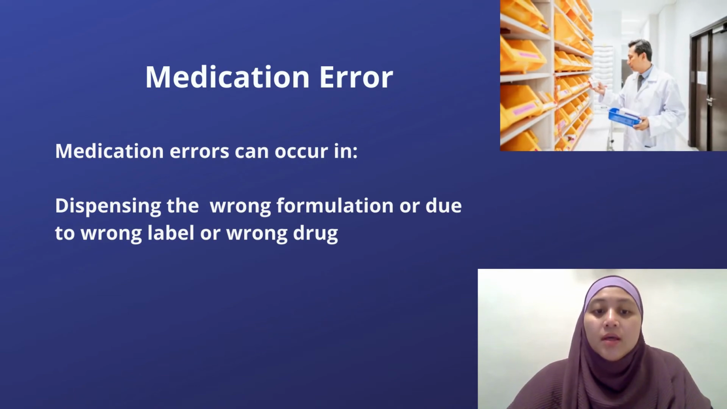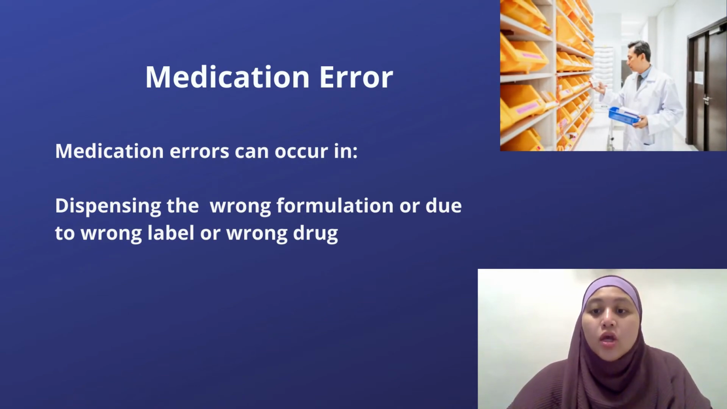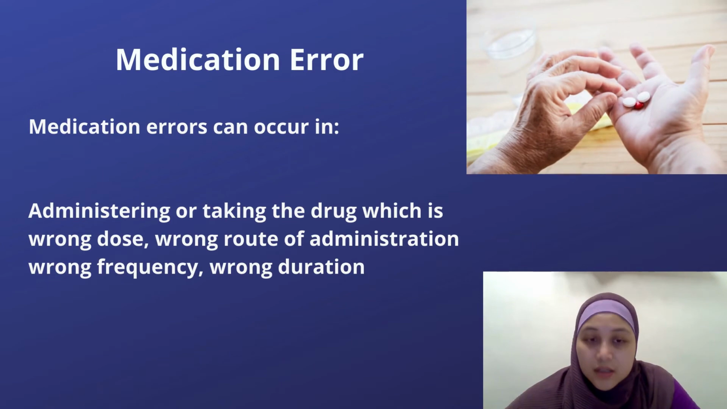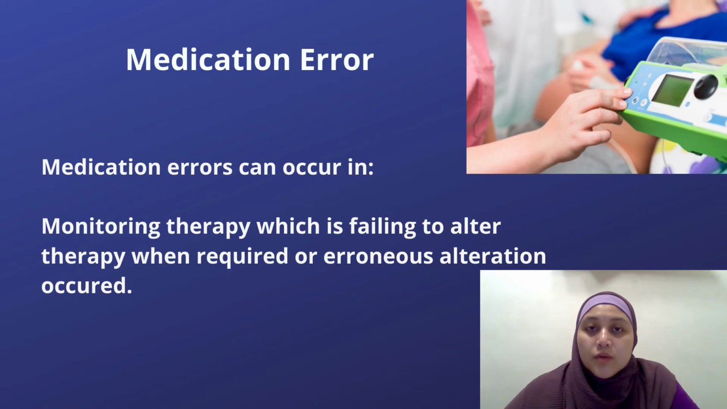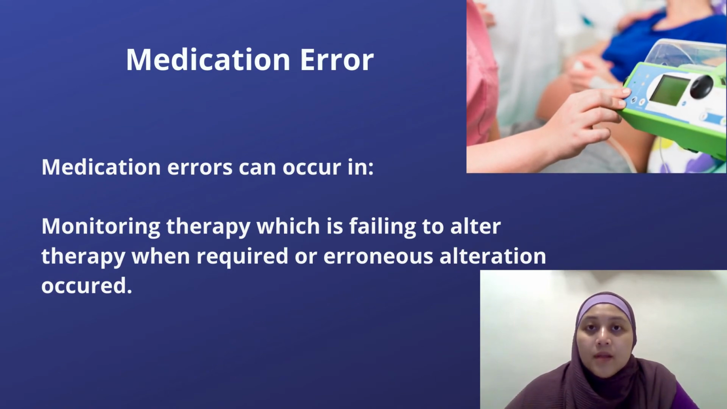Medication errors could also occur in dispensing the wrong formulation due to wrong label or wrong drug. Medication error could occur during the administering step. So what could happen is that errors could occur during administering, and these could be due to wrong dose, wrong route of administration, wrong frequency, and wrong duration of treatment. And lastly, errors could occur during the monitoring step.